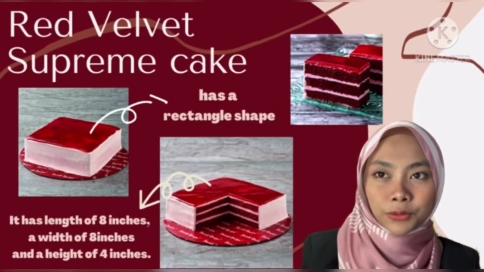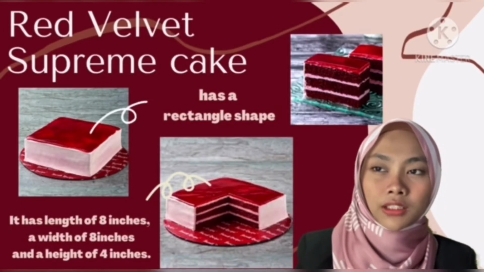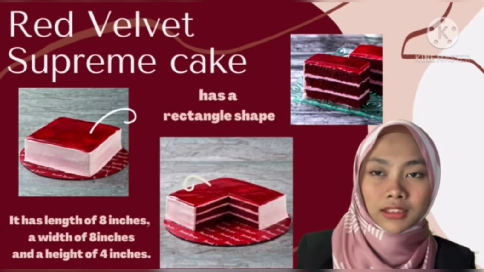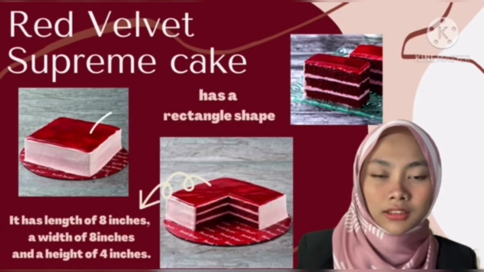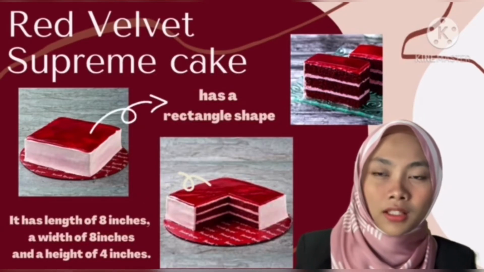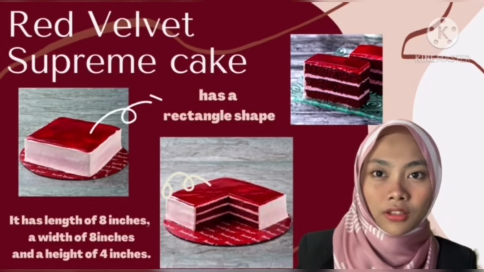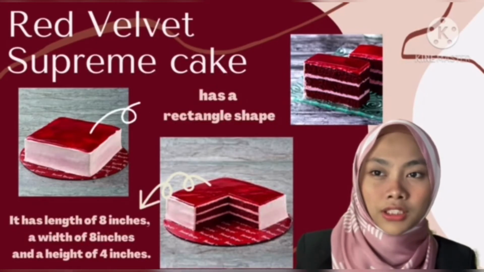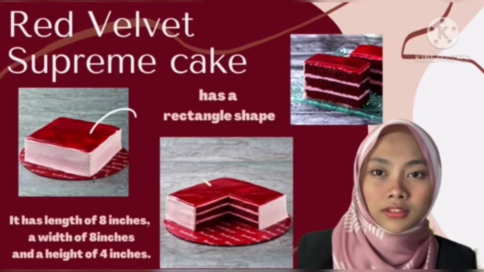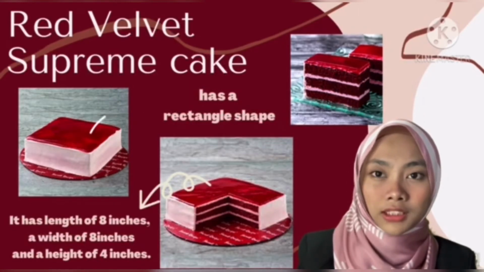The red velvet supreme cake is also one of the famous cakes in Secret Recipe, but this cake has a square shape. It has 8 inches of length, a width of 8 inches, and the height of the cake is 4 inches.